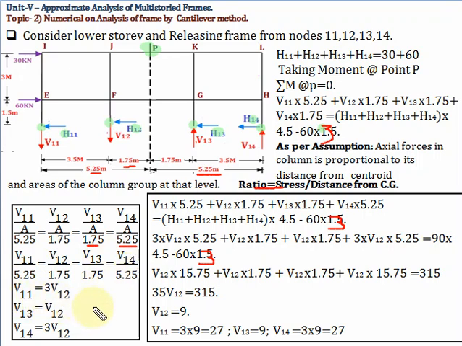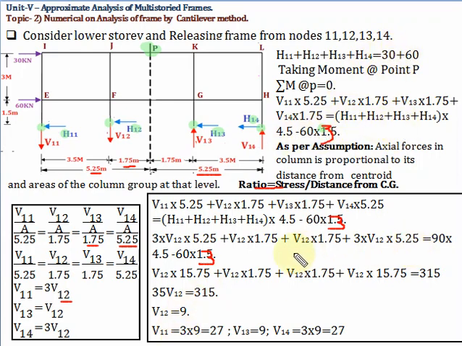Now we'll find out all the values of V11, V13 and V14 in terms of V12. So V11 equal to what? 3 V12, V13 equal to V12 and V14 equal to 3 V12. Now putting the values of V11, 13 and 14 in this equation, and also putting the value of H11, 12, 13, 14, that is equal to what?